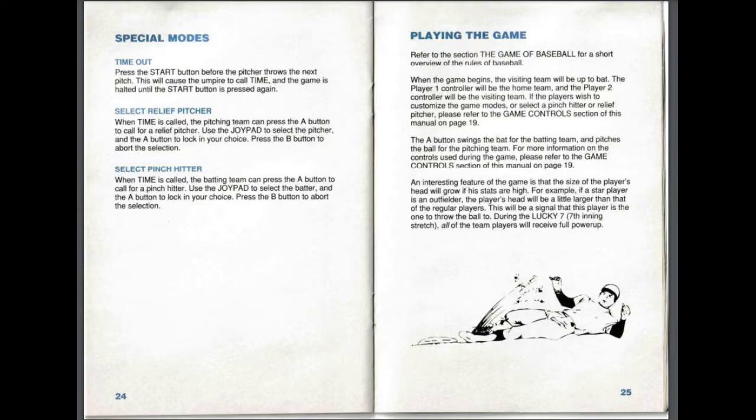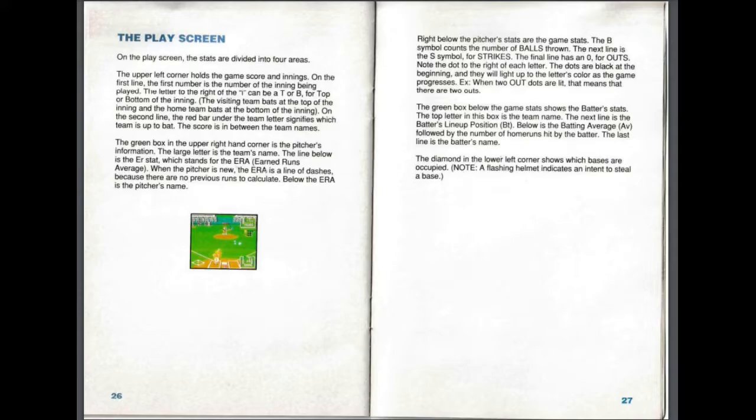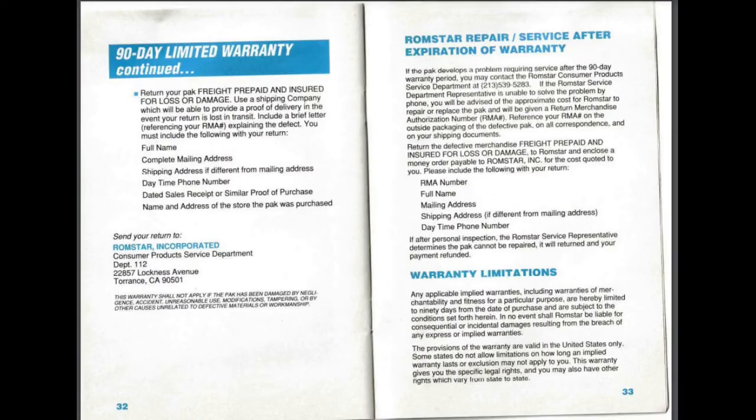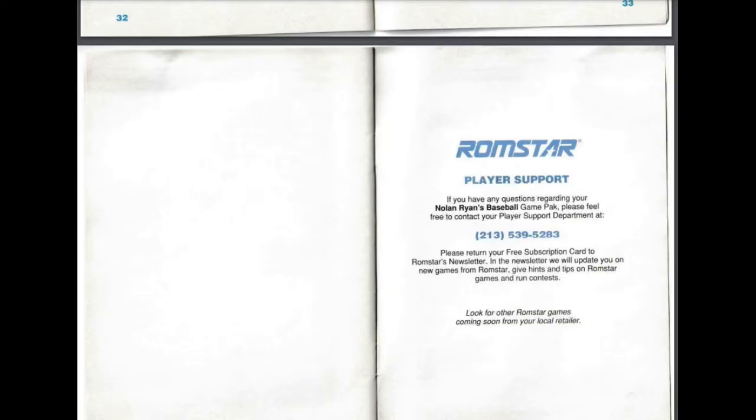And playing the game? One player does the thing and another player does the other thing. The size of the player's head will grow if his stats are high. Awesome. Why though? Okay, stats. The green box and other boxes, and here's some info on what the baseball is. So, a baseball is a round sphere typically thrown by a pitcher at a batter to try and score a strike. But if the batter hits the baseball, then it could result in a score or not. And that is how baseball works. And we got some extremely important warranty stuff. And the final page. Feel free to call that number.